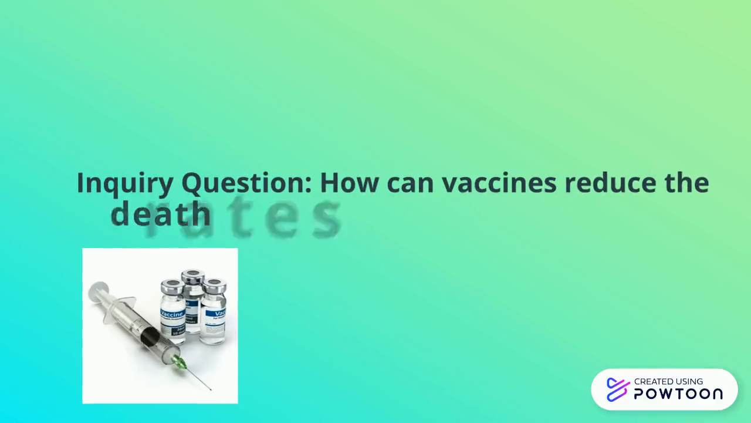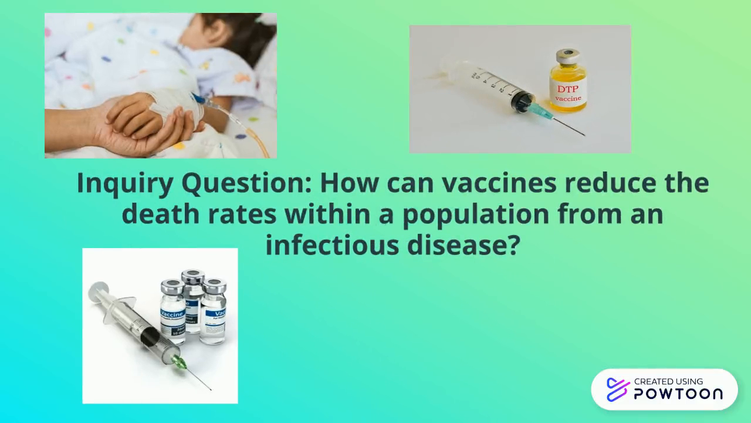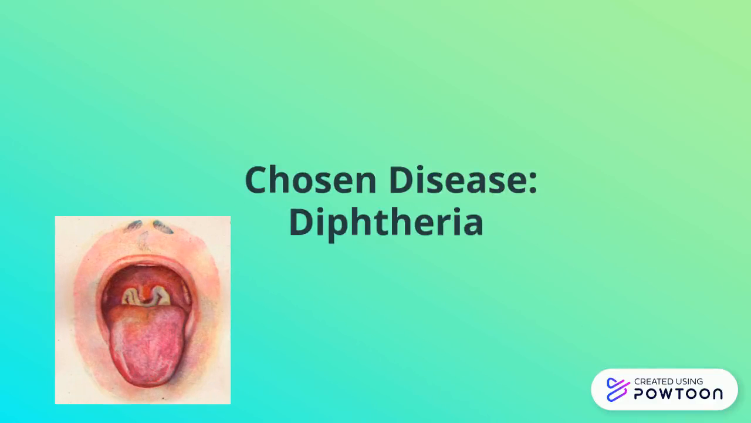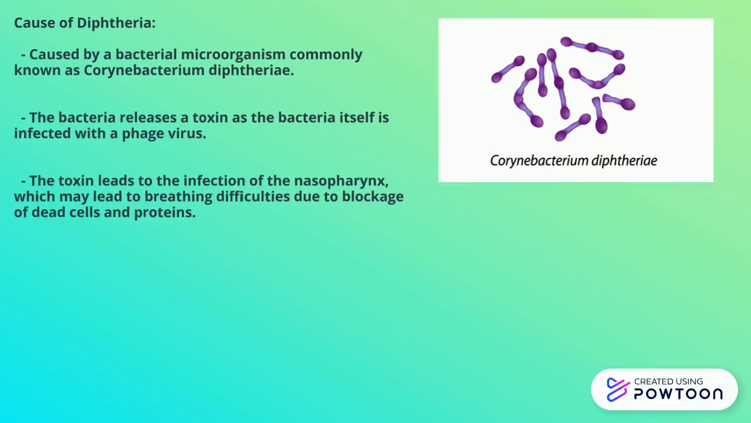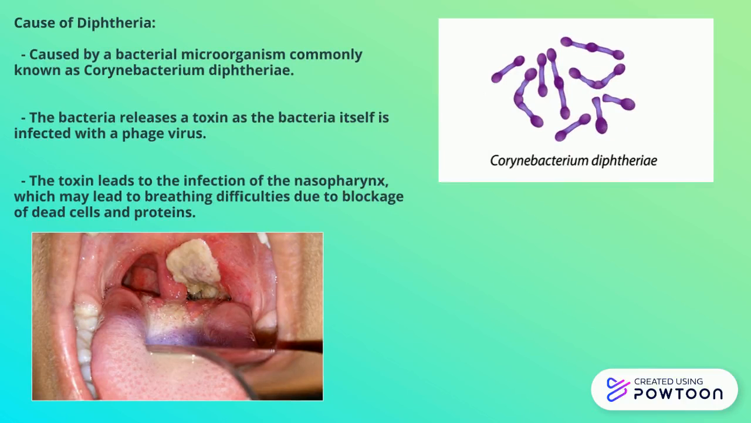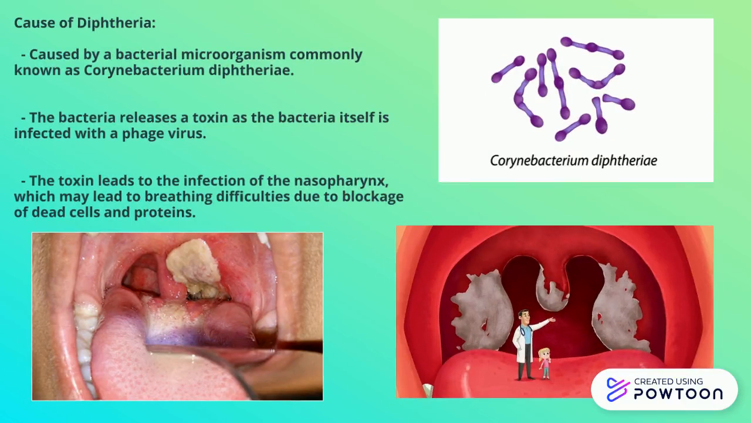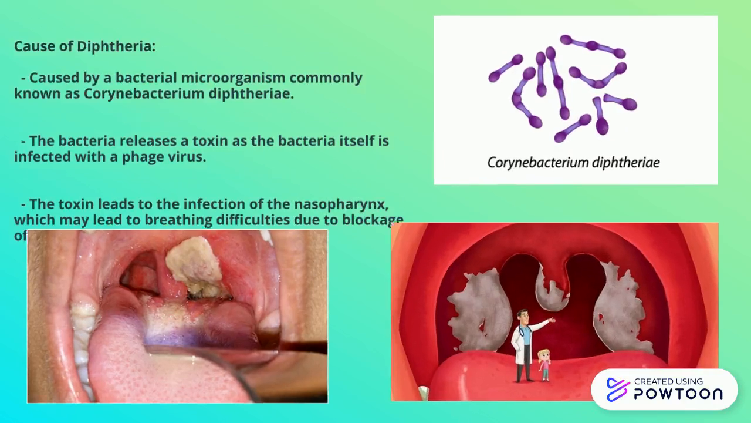How can vaccines reduce the death rates within a population from an infectious disease? My chosen disease is diphtheria. The cause is the bacterial microorganism known as Corynebacterium diphtheriae. This bacterium releases a toxin which can cause infection of the nasopharynx, which may lead to breathing difficulties due to blockage of dead cells and proteins.